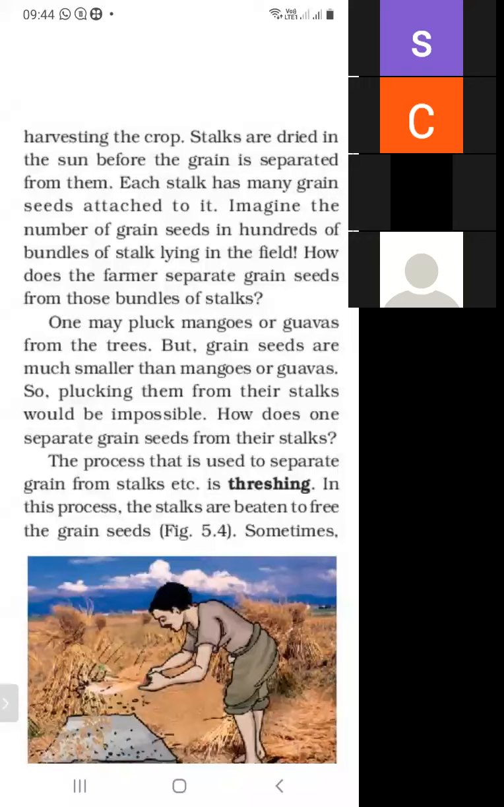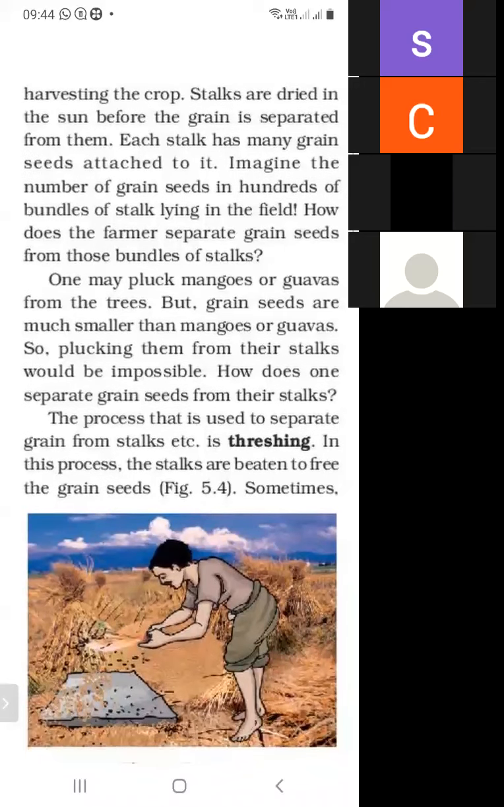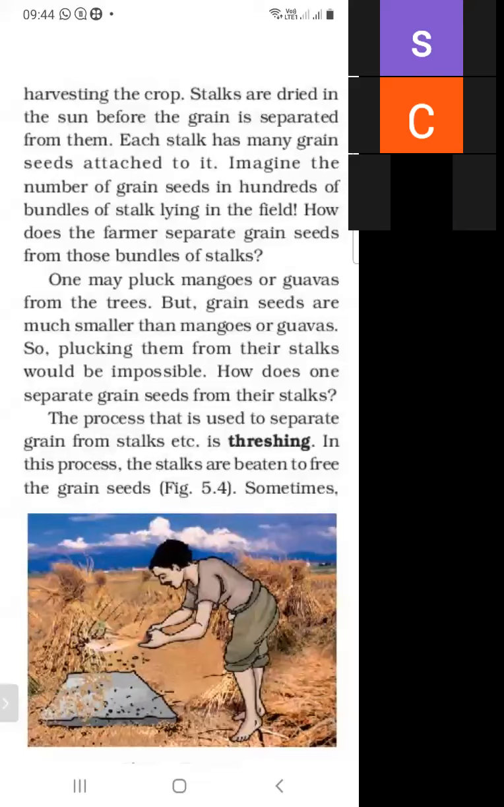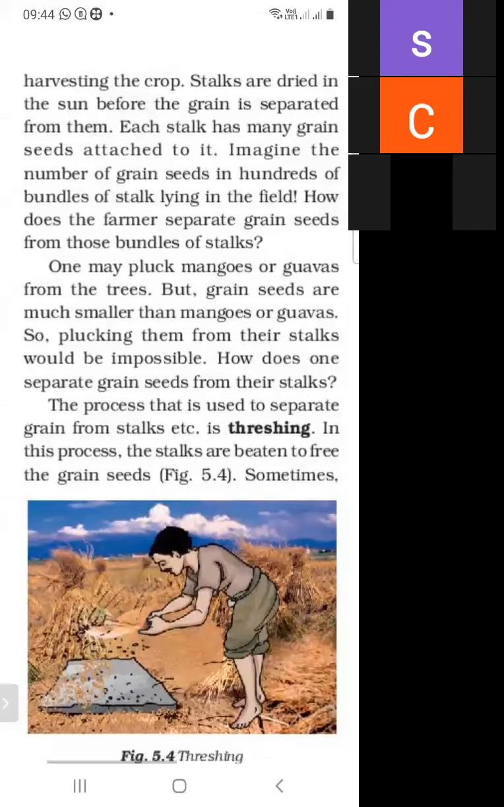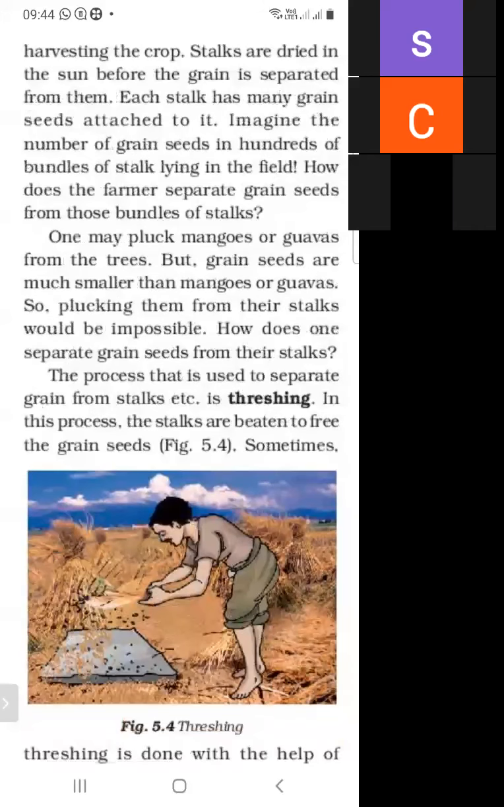So what we will do is use bullocks, and the bullocks will put pressure on the stalks, and the grains are separated from the stalks. So this process is called threshing. One may pluck mango and guava from the trees, but grain seeds are much smaller than mangoes or guavas. So plucking them from their stalks would be impossible.